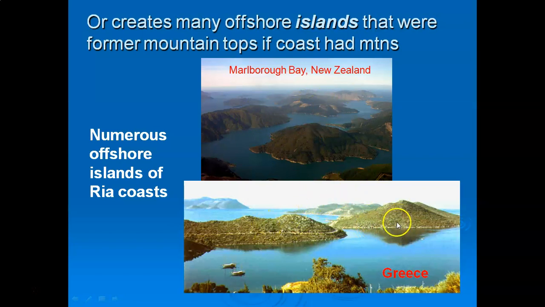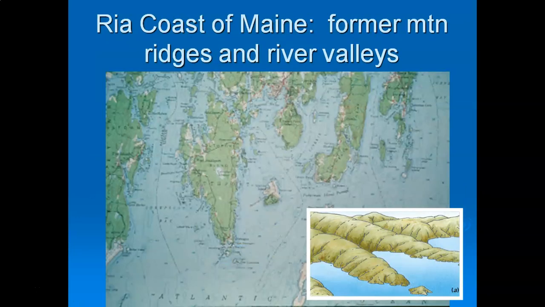Sea level rise in the Mediterranean created all of the Greek islands, and they were former mountaintops. One final example is the coast of Maine. Here's a topographic map. It's a little hazy here, but you can see the coast of Maine is a Ria coast.